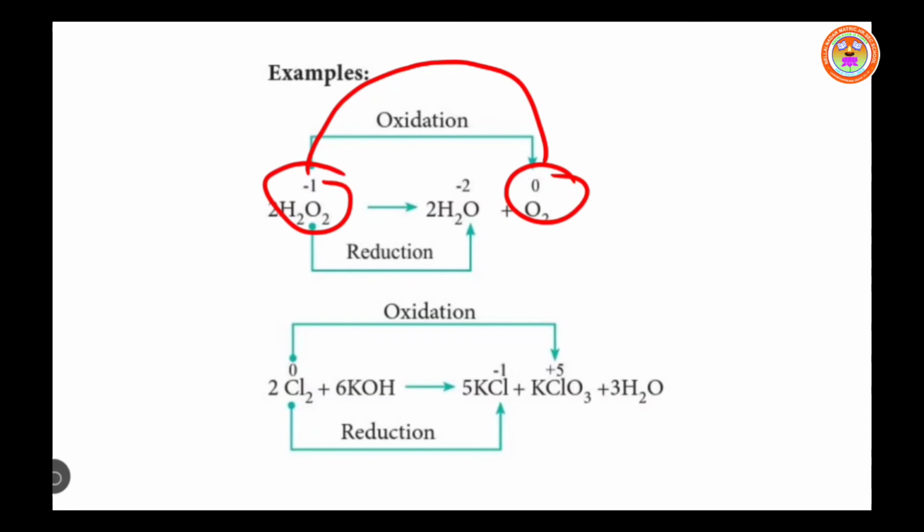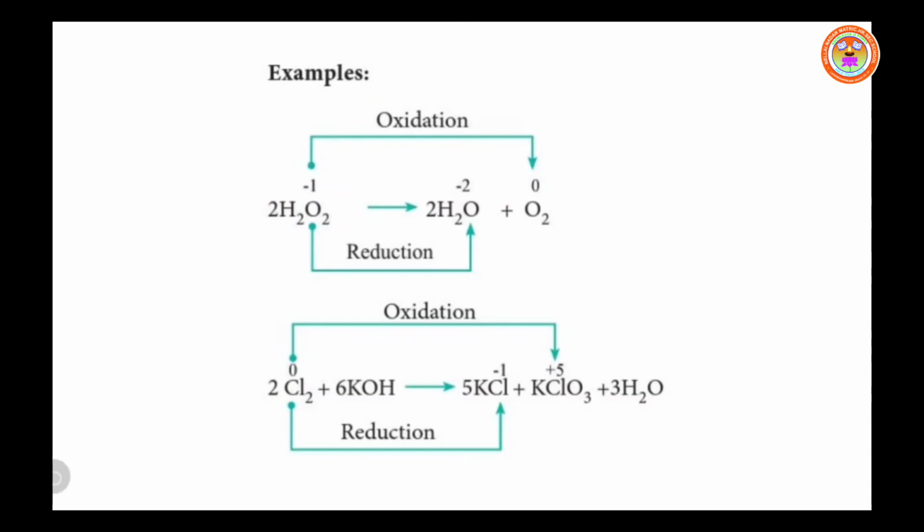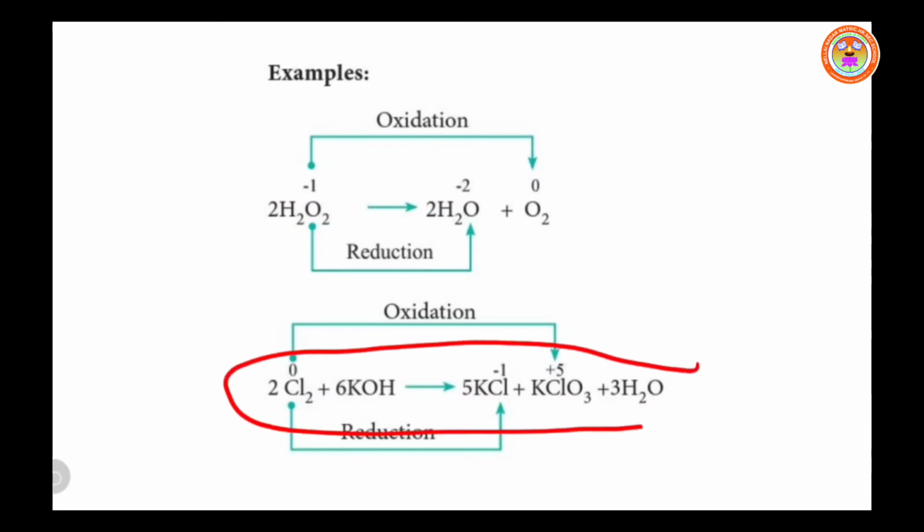Understand, children? So the oxidation number of oxygen, during the reaction, increased as well as decreased. Now we can see one more example. Let us consider the reaction of chlorine with KOH. When chlorine is added to potassium hydroxide, the products formed are potassium chloride KCl, potassium chlorate KClO3 and water H2O. The balanced chemical equation is 3Cl2 + 6 KOH gives 5 KCl + KClO3 + 3 H2O.